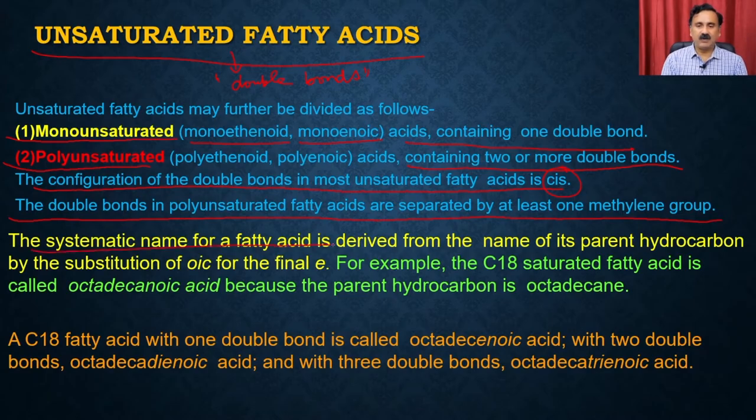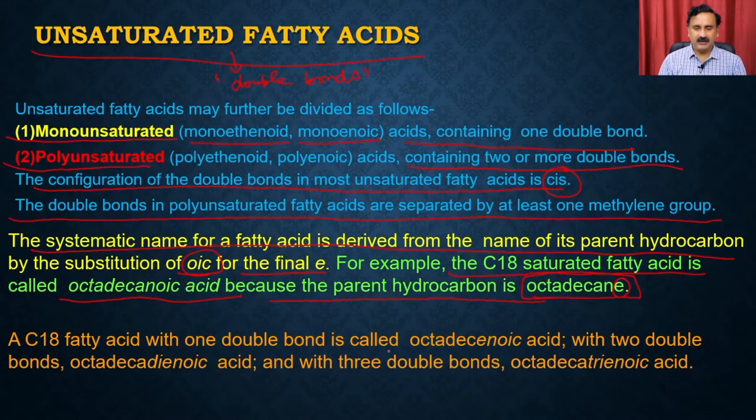The systematic name for a fatty acid is derived from the name of its parent hydrocarbon by substitution of oic for the final e. For example, if you have the C18 saturated fatty acid, it is called octadecanoic acid because the parent hydrocarbon is octadecane. So, in the fatty acid, the last e can just be replaced with oic. So the C18 saturated fatty acid is known as octadecanoic acid because the parent hydrocarbon is octadecane.